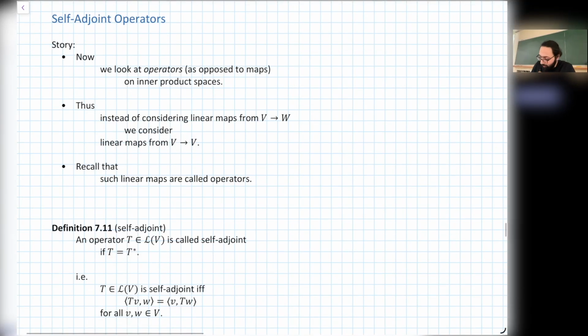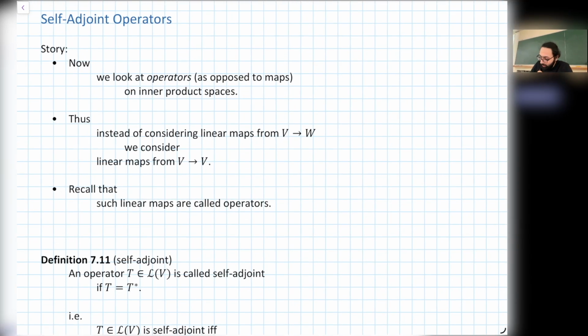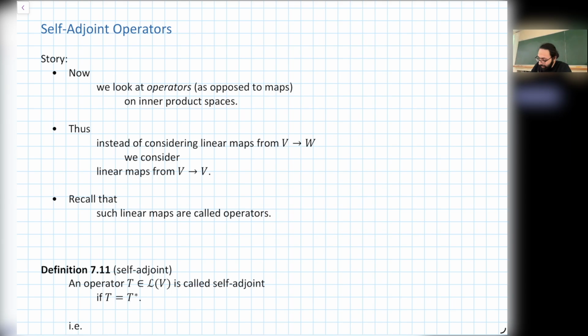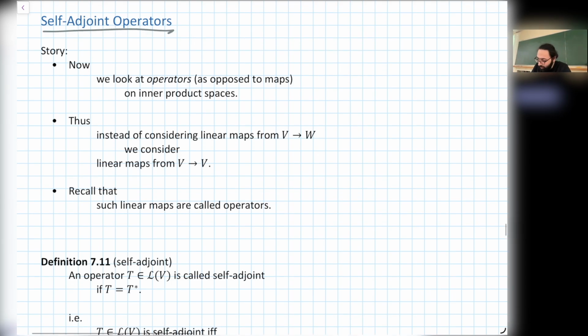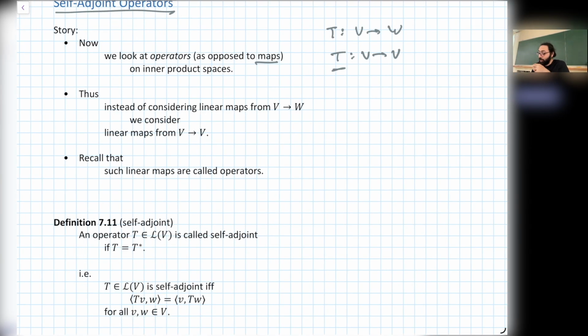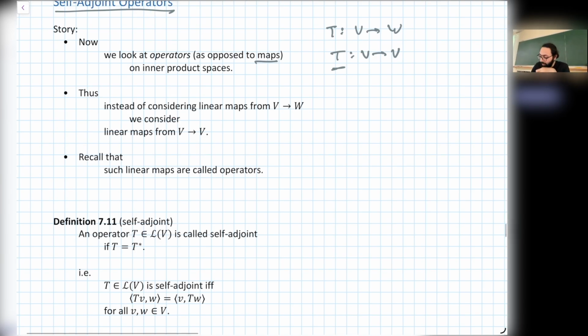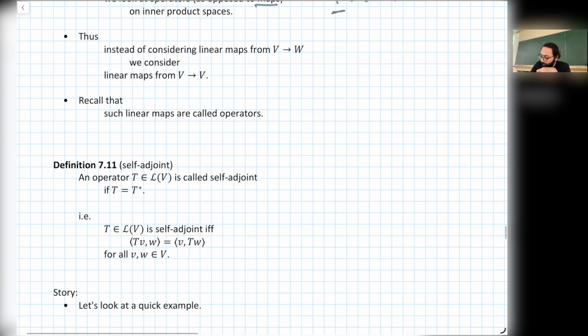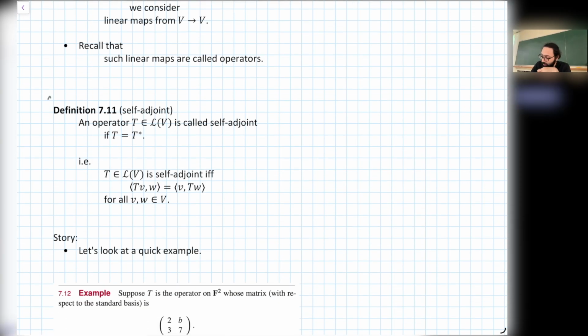Okay. So now what we're going to do is the definition of self-adjoint operators. So far we looked at linear maps that are going from V to W. Now we look at things that go from V to V. So we're going to look at operators instead of maps, right? Is this fine? Okay, so the definition of self-adjoint in this case is going to be as follows.